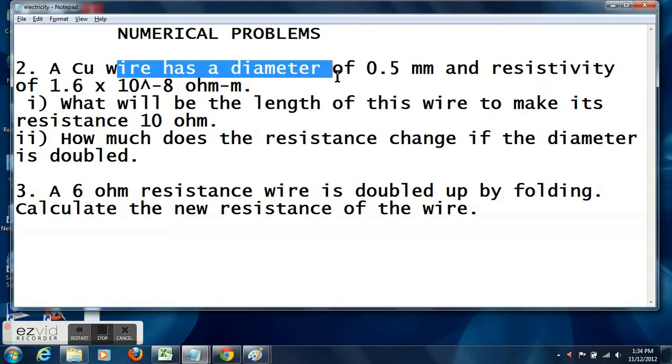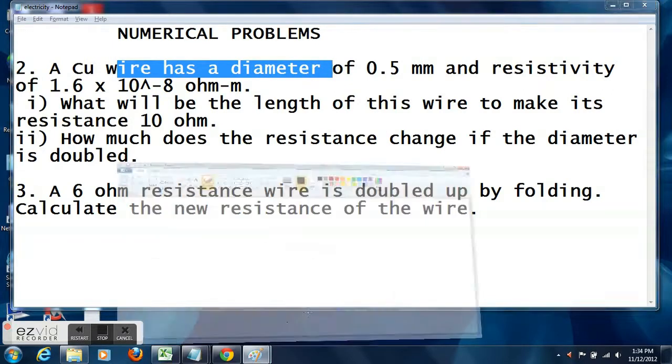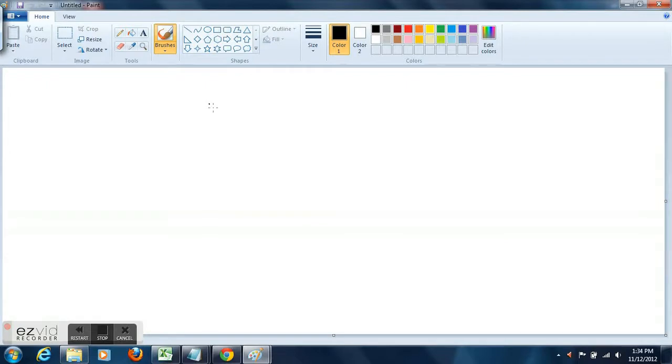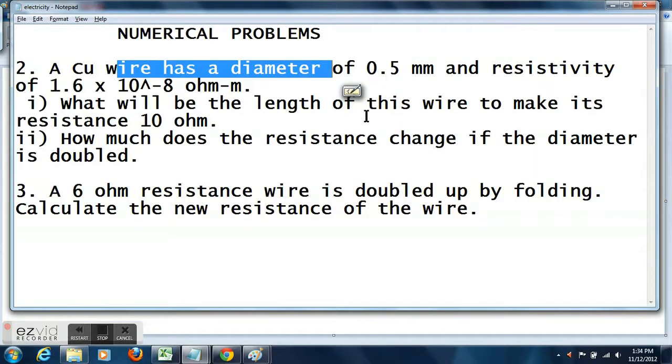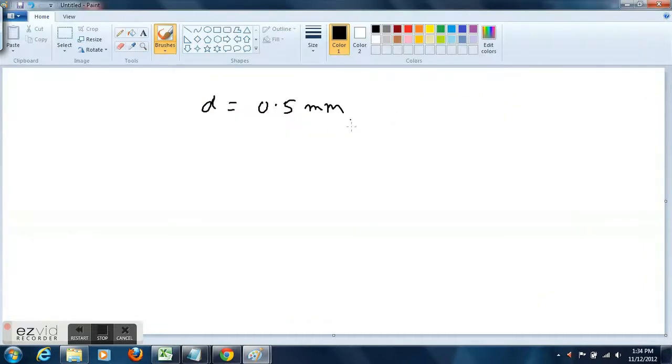The first one says copper wire has a diameter of 0.5 millimeter. So it is given that diameter of the copper wire is 0.5 millimeter, and the resistivity of copper is 1.6 multiplied by 10 to the power minus 8 ohm meter. So rho equal to 1.6 into 10 to the power minus 8 ohm meter.